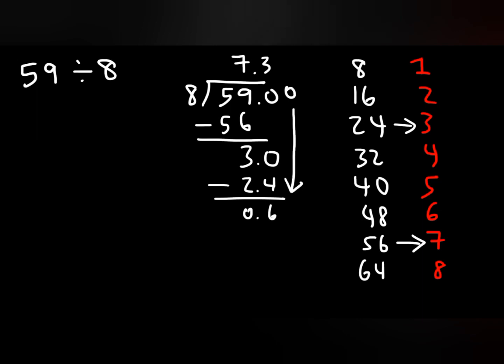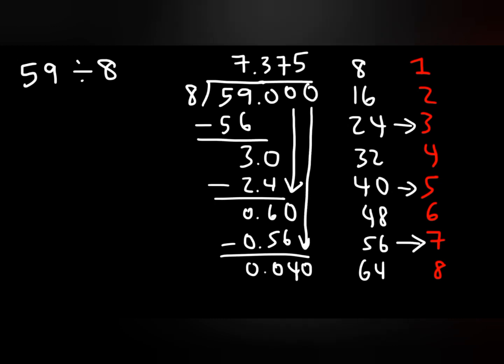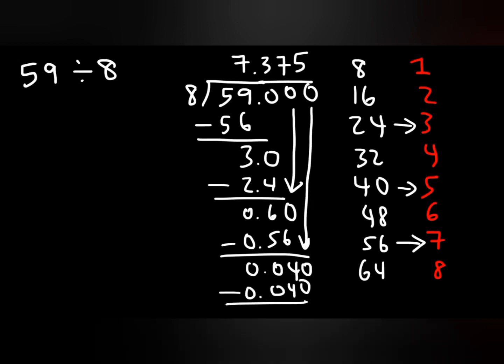Now let's bring down another 0. So how many times does 8 go into 60? 8 goes into 60 7 times. 8 times 7 is 56. The difference between 60 and 56 is 4. So now we need to add another 0. So 8 goes into 40 exactly 5 times. 8 times 5 is 40. And so now we have a remainder of 0. So thus, 59 divided by 8 is equal to 7.375. So this is our answer.